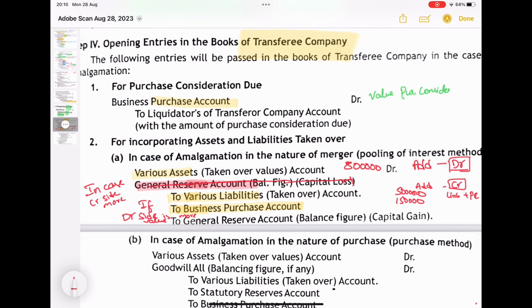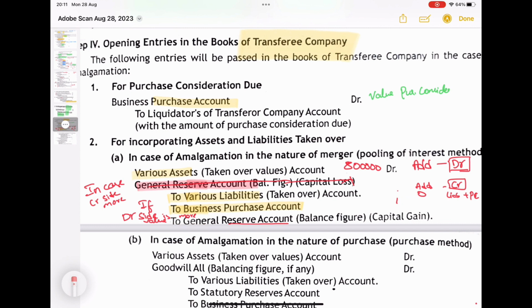So how much total we are having? Debit side we are having 8 lakh, credit side I am having only 6,50,000, isn't it? So how much balancing figure I am getting from the credit side? 1,50,000. That 1,50,000 will be transferred again to general reserve account as a capital gain, because my assets value are more, isn't it? Are you getting my point?